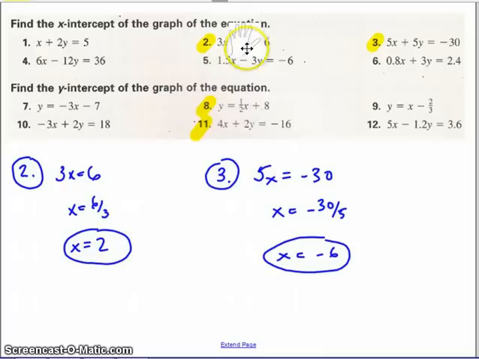For number 3, again, the x-intercept, I covered up the y. I'm left with 5x equals negative 30, as I've written here. And you solve that out and you find x equals negative 6.